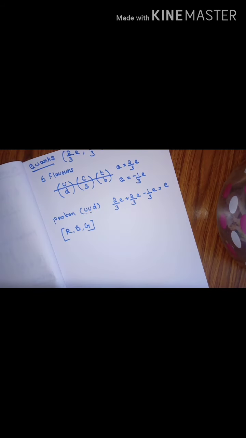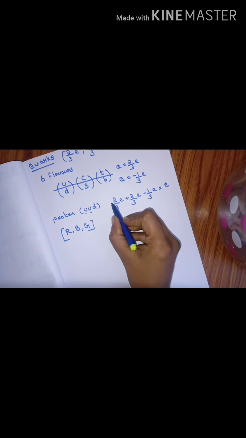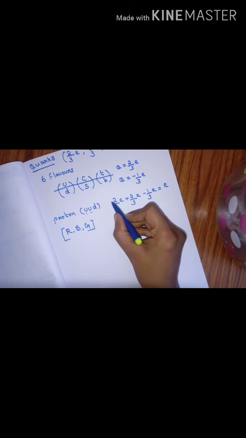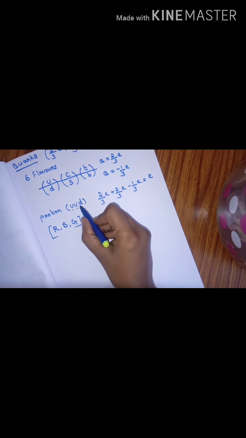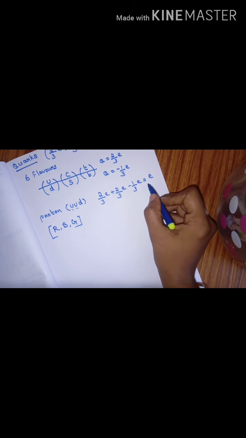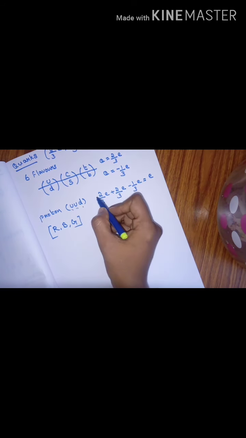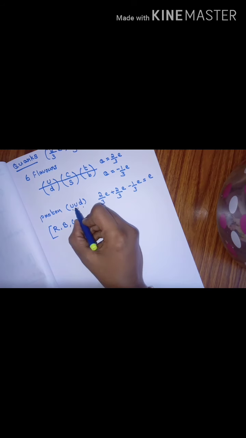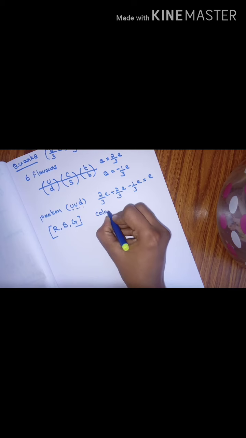For example, proton is uud. Then the total charge is 2 by 3 e plus 2 by 3 e, and the down flavor has charge minus 1 by 3 e. Total is e. Since these all are fermions, according to Pauli's exclusion principle, only two members can exist in the same configuration. To explain this structure, we introduce a quantum number called the color charge quantum number.